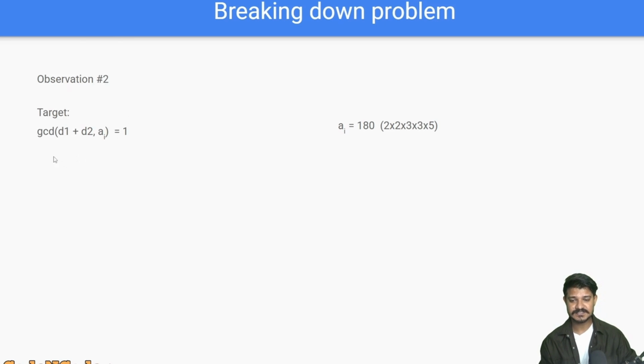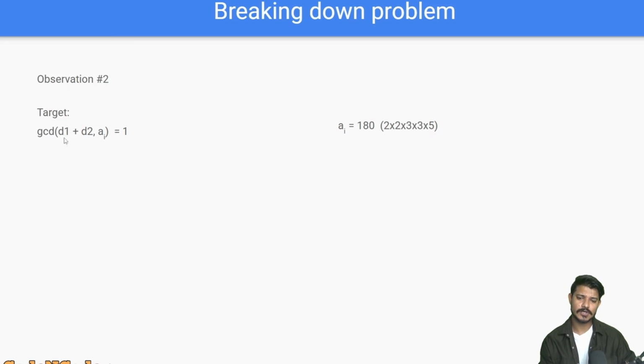Right. So first thing is that they shouldn't share any prime numbers, right? D1, D2, and AI, by observation 1. So see, there are certain primes in AI, right? And in our case, it is 2, 2, 3, 3, 5. That means 2, 3, and 5.